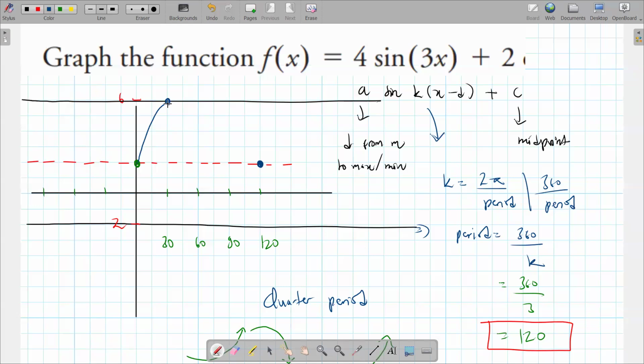Now the next quarter period, you can't go up from here. The only way to go is down. The next quarter period, you have to go down before you get to go up. Last quarter period, you finally go up. Same thing on this side. Idea of quarter periods.